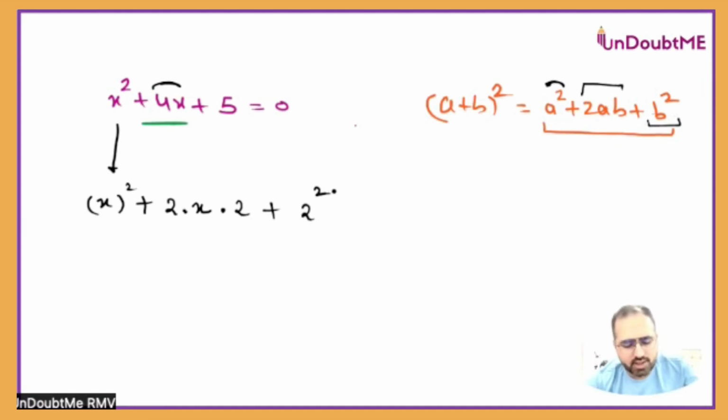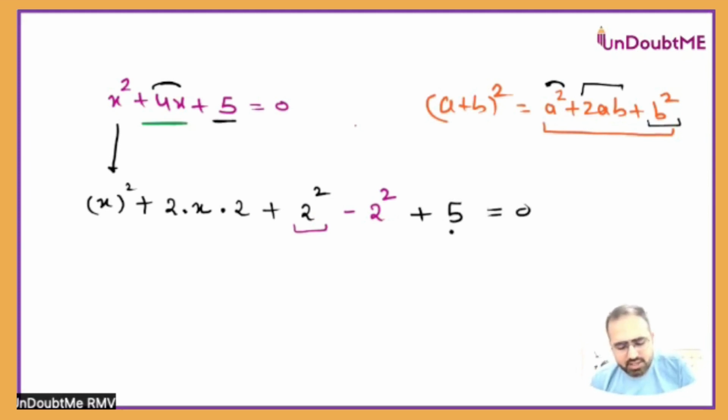We have already identified that b is 2. So I will write b square. And since this 2 square is written by me, I have to create its counter also. Counter means whenever in a mathematical equation I'm doing something plus 1, I have to do minus 1 also, so that effectively I have not made any changes. So plus 2 square minus 2 square, I have not made any changes.